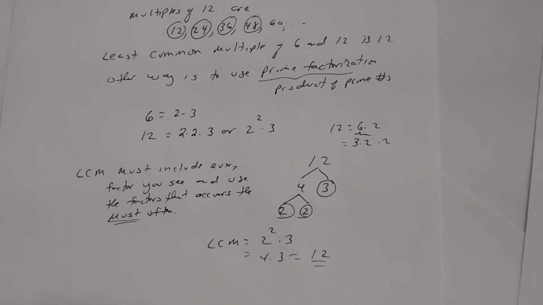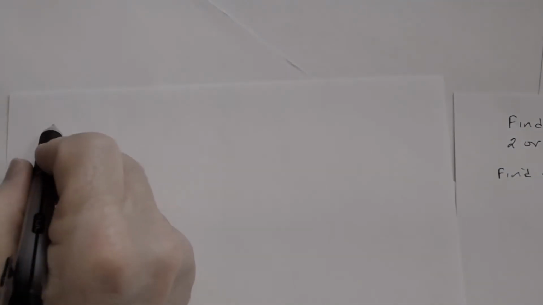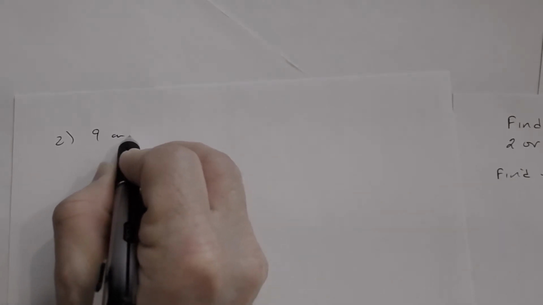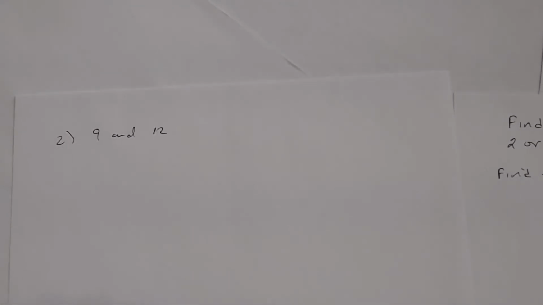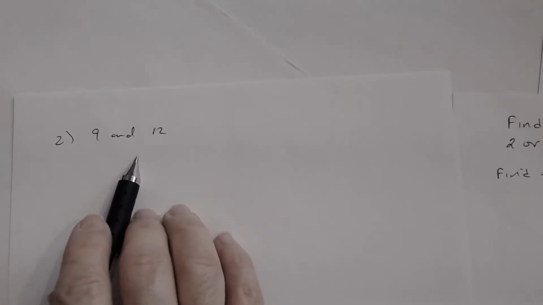Okay, let's look at another one. This will be number 2. So number 2, let's suppose we want to find the least common multiple of, let's say, 9 and 12. Okay? So let's go ahead and talk about prime factorization. Let's do it that way, because I really need for you to understand this.